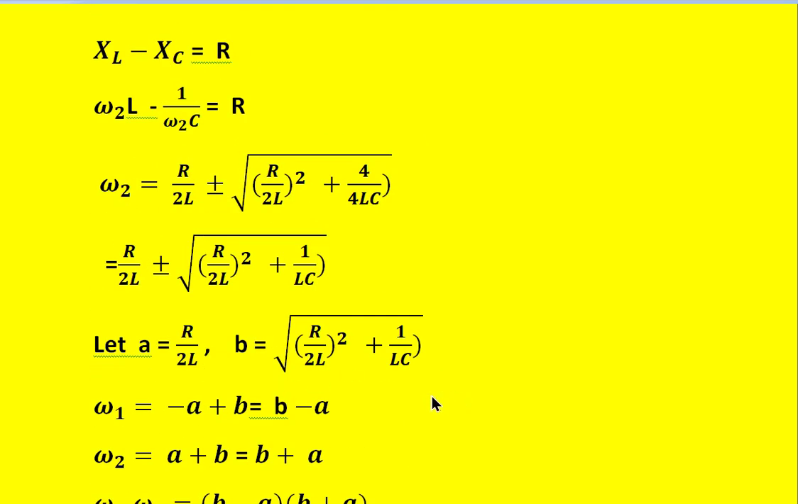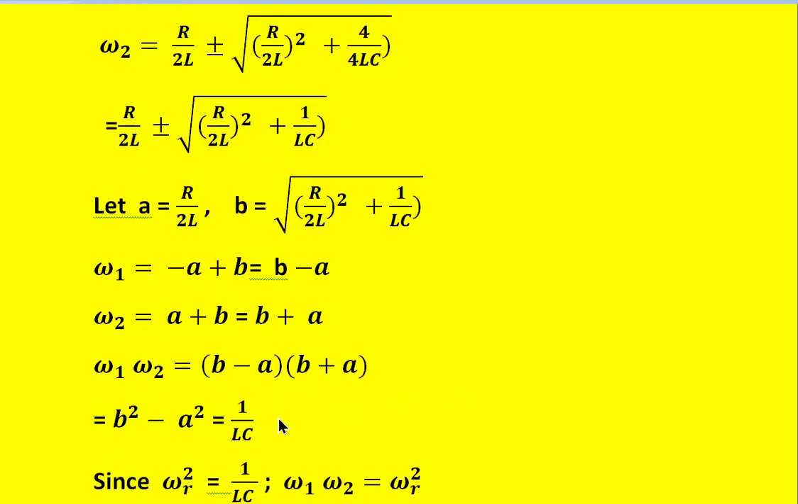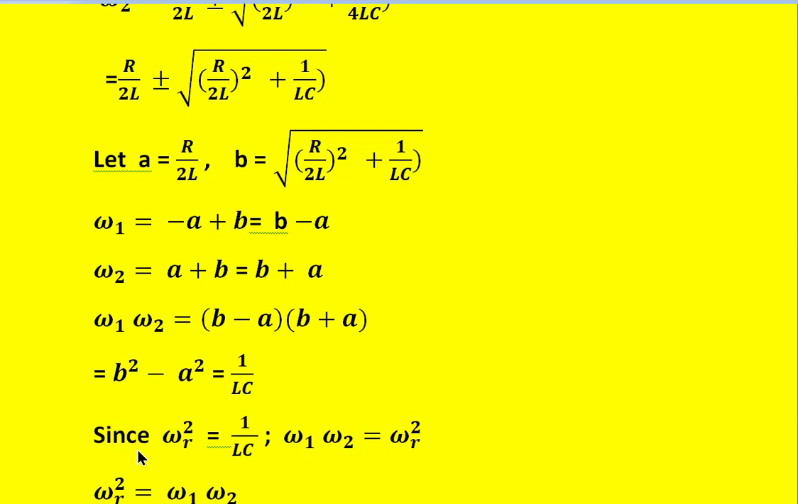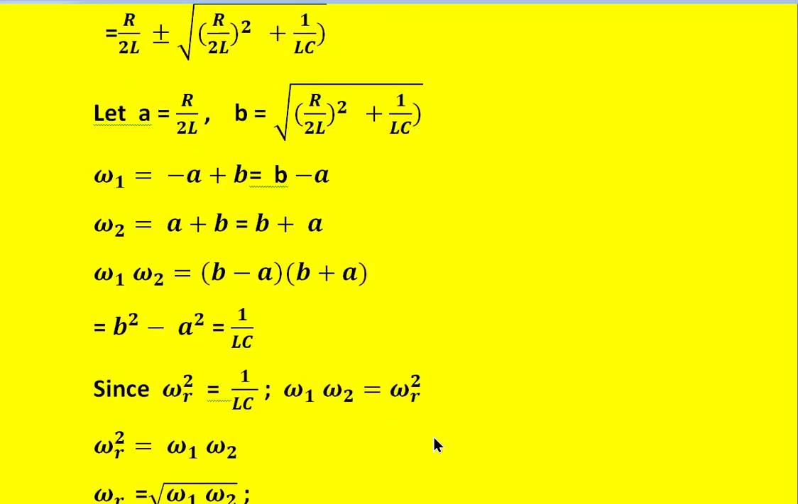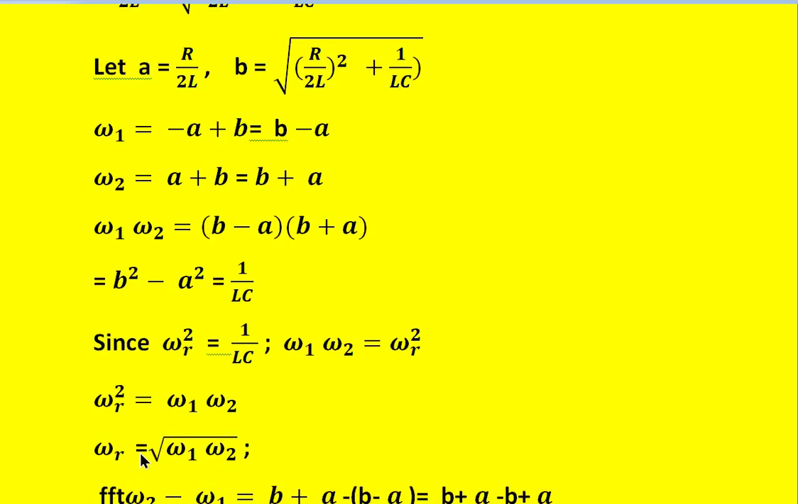After further simplification, we get 1 by LC. And we know omega r square is equal to 1 by LC, which is derived earlier. Then we can say omega 1 omega 2 is equal to omega r square. So further we can write omega r square is equal to omega 1 omega 2, or omega r is equal to root of omega 1 omega 2. So in other words, in a series RLC circuit, the resonance frequency is the geometric mean of omega 1 and omega 2.